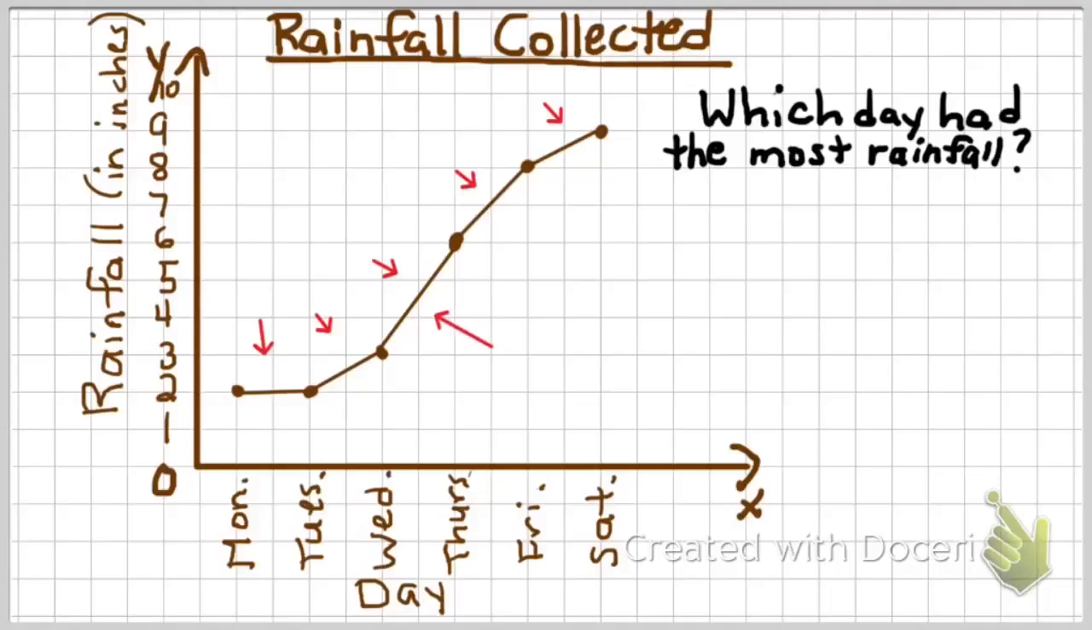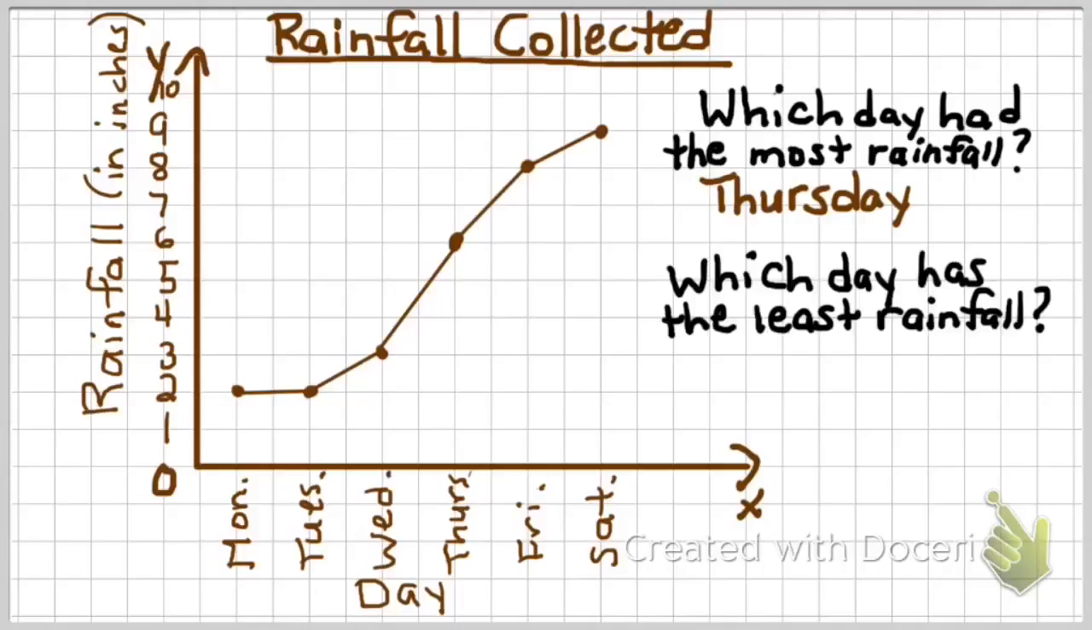So if I look at the dots, I see that it's between Wednesday and Thursday, but it doesn't say which days, it says which day. So therefore I would take the second one, the last of the dots, which is Thursday. So which day has the most rainfall? The answer is Thursday. The next question says which day has the least rainfall.